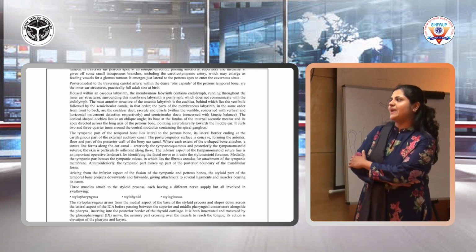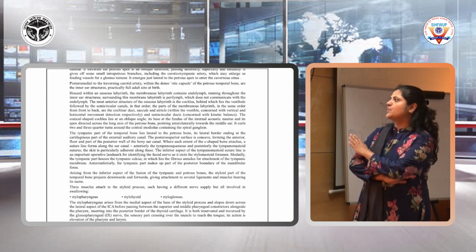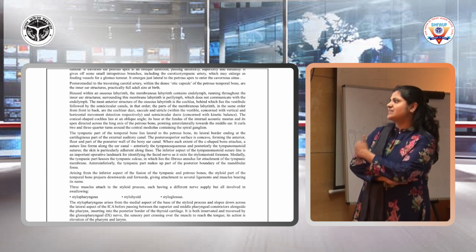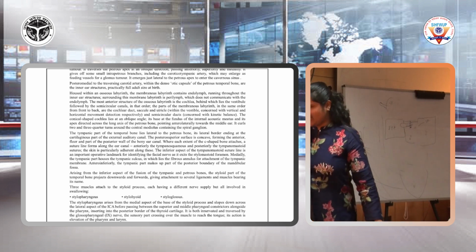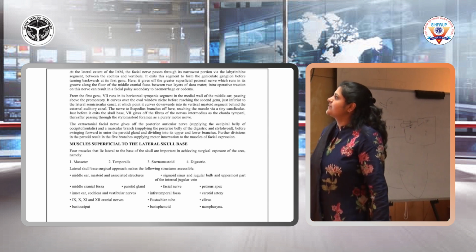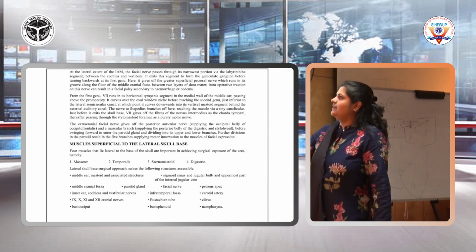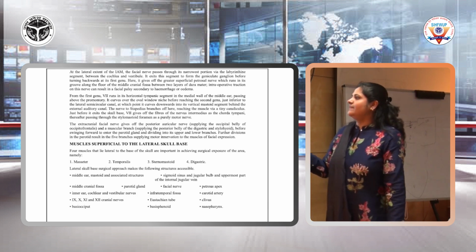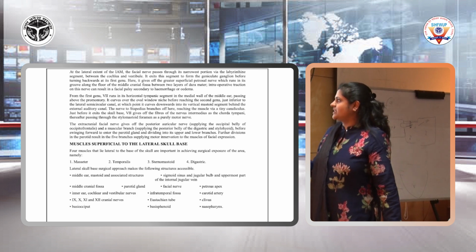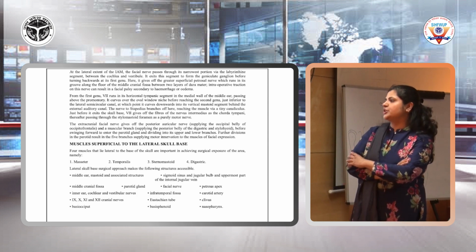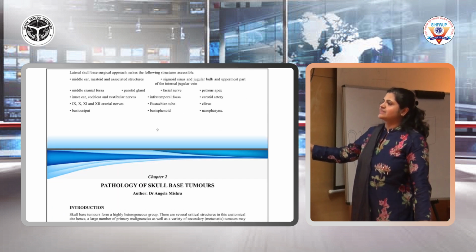Arising from the inferior aspect, from the fusion of the tympanic and petrous bones, the styloid process of the temporal bone projects downwards and forwards, giving attachment to several ligaments and muscles. The muscles attached are stylopharyngeus, stylohyoid and styloglossus. Four muscles lie lateral to the base of skull: masseter, temporalis, sternomastoid and digastric. The lateral skull base approach is used for the middle ear, mastoid and associated structures, sigmoid sinus, middle cranial fossa, parotid gland, facial nerve, cochlea, infratemporal fossa, eustachian tube, basisphenoid and nasopharynx.